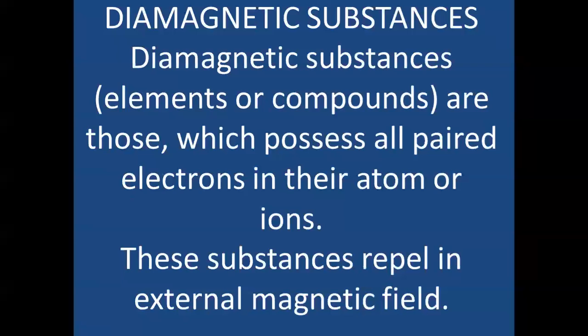Similarly, ions like Sc3 plus, Cu plus, and Zn2 plus also will have no unpaired electrons. Sc3 plus, Cu plus, Zn2 plus. These three ions I am quoting here have no unpaired electrons. Therefore, these ions are also diamagnetic in nature.